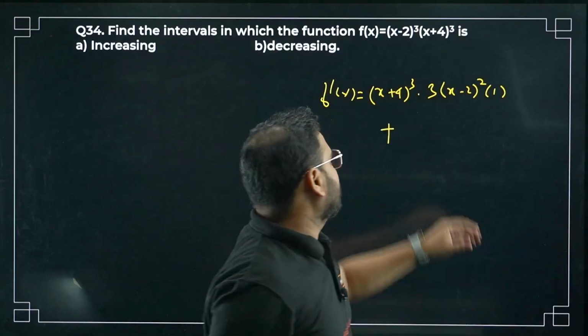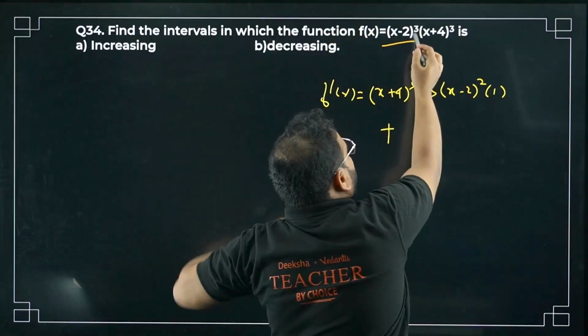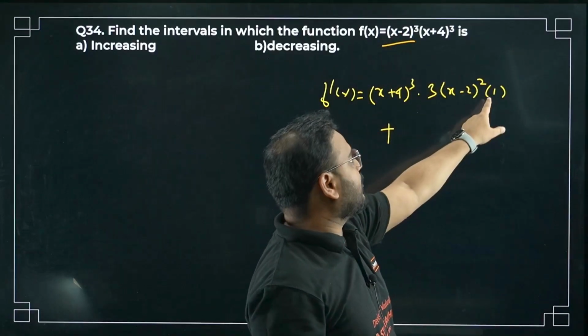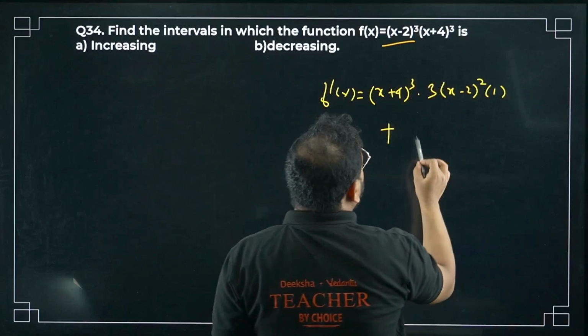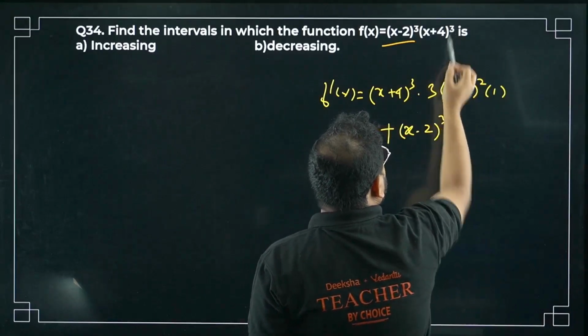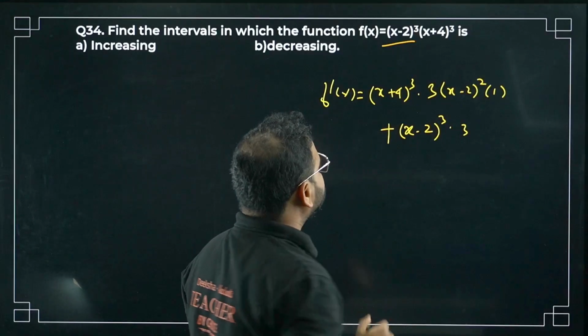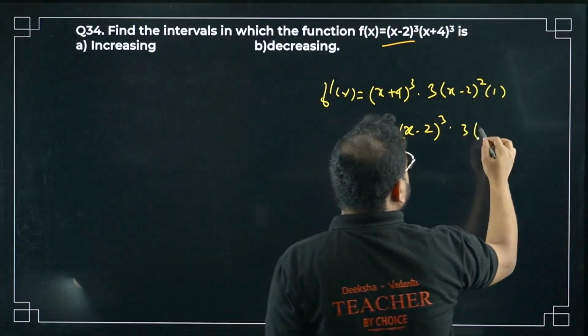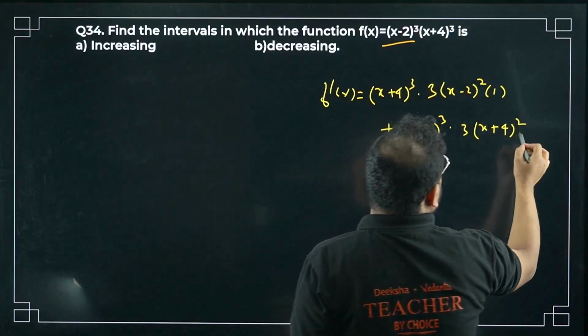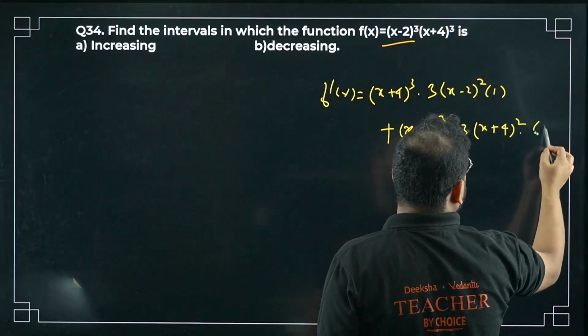I'll repeat myself. I am taking the differentiation of this part. It will become 3 times of x minus 2 the whole square, and then differentiate the x part inside. By the chain rule, it will be 1 only. For this case now, a plus sign will come. This time I'll keep x minus 2 the whole cube as it is. I have a cube over here, so we'll keep 3 here, and it will come as x plus 4 the whole square. And differentiation of x again will come as 1.